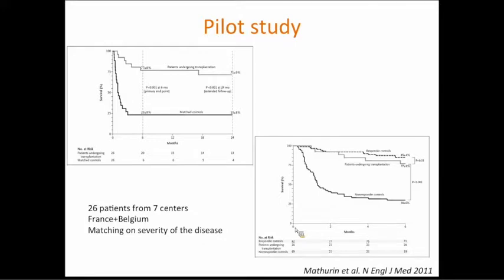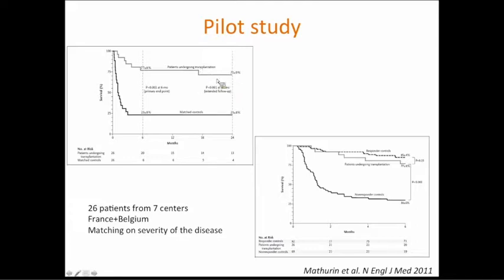So this is the pilot study, published 6 years ago by Philippe and all the French centers involved in the program. 26 patients from 7 centers. These are patients transplanted for severe alcoholic hepatitis, not responding to medical treatment, who experienced their first liver decompensation, and none of them was aware of the diagnosis of underlying cirrhosis. This was an entry criterion for the study, for the program.